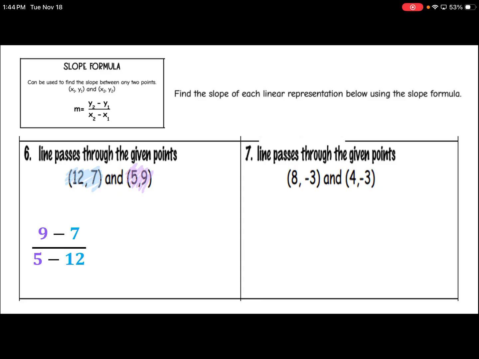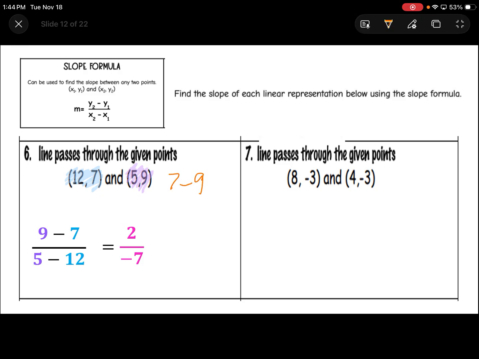If you had said, I don't want to start that way, I want to start with this one, I want to do 7 minus 9. Okay. 7 minus 9 gives me 12 minus 5. Here I would get negative 2 over 7. Whereas down here I get 2 over negative 7. Up here, you get negative 2 over positive 7. Does it matter where the negative is? No, this final answer here then would be negative 2 sevenths.